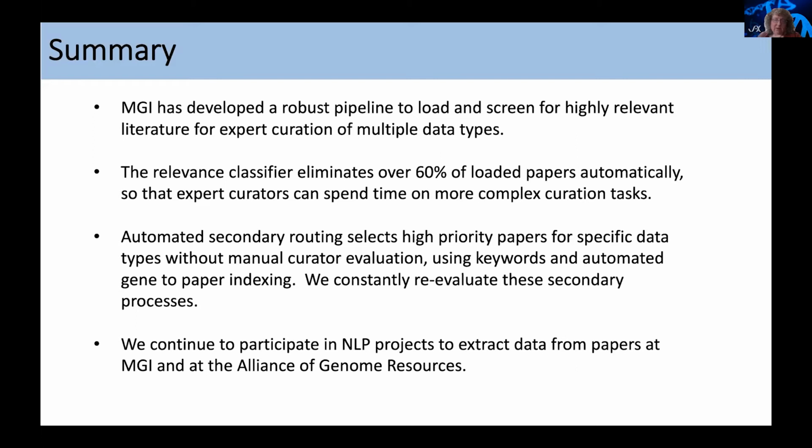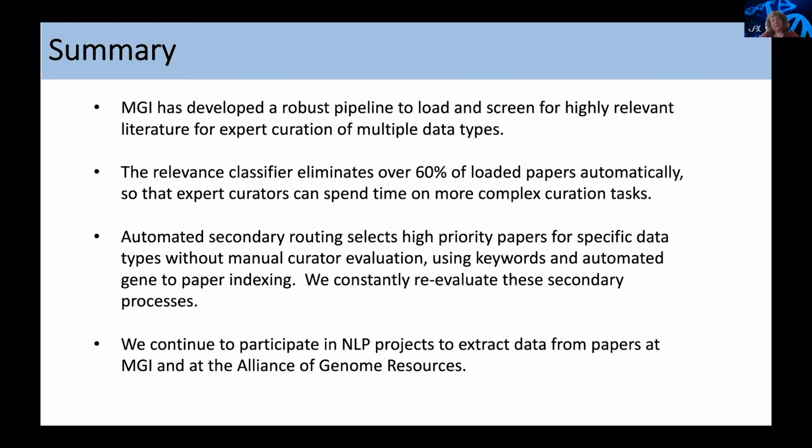We're constantly reevaluating these secondary processes, especially given that we're discarding more and more papers, just to make sure that we're not eliminating papers that we might want to curate. And in addition, we will continue to participate in natural language processing projects to further extract data from papers at MGI and the Alliance of Genome Resources. So it would be interesting to now look at named entity recognition methods to pull into our pipeline to assist with the data curation.